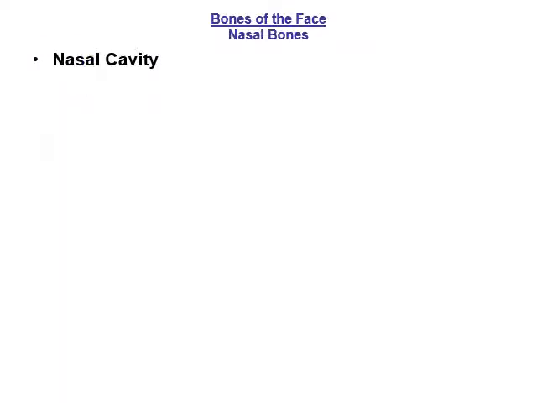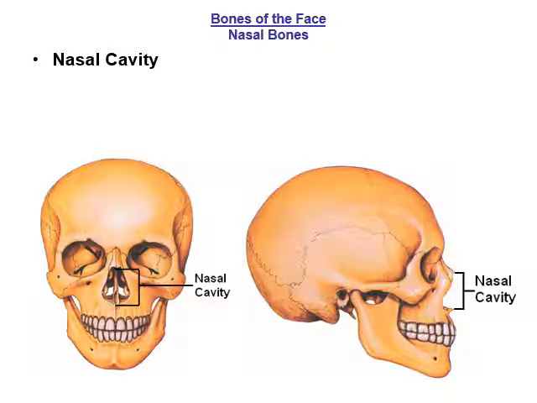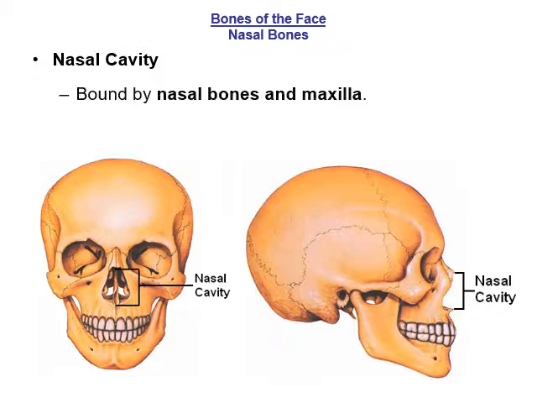The nasal bones help to make the nasal cavity. So there's the nasal cavity. Again, it is bound by the nasal bones superiorly, so up here, and by the maxilla. So the maxilla bones also make up part of the nasal cavity. Now that nasal cavity has 2 sections, separated by cartilage, and those areas are not usually symmetrical. They're usually irregularly shaped because the septum doesn't quite fit right.